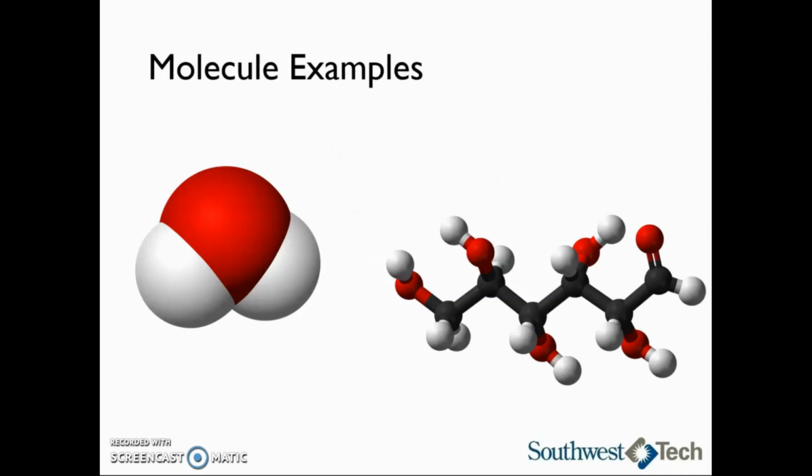Now that we know some basic definitions, we will take a closer look at some examples of molecules. Remember, a molecule is the smallest particle of an element or compound that retains the characteristics of that compound. On the left, we have a water molecule. The water molecule is composed of 2 hydrogen atoms in white and 1 oxygen atom in red to make H2O. On the right, the sugar or glucose molecule is composed of 6 carbon atoms in black, 12 hydrogen atoms in white, and 6 oxygen atoms in red to make C6H12O6.